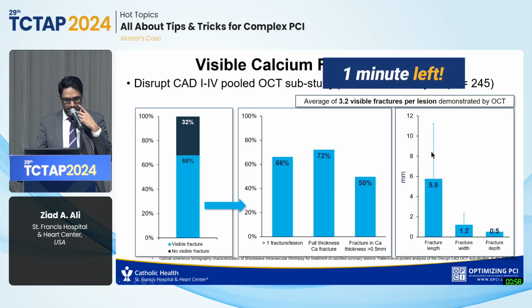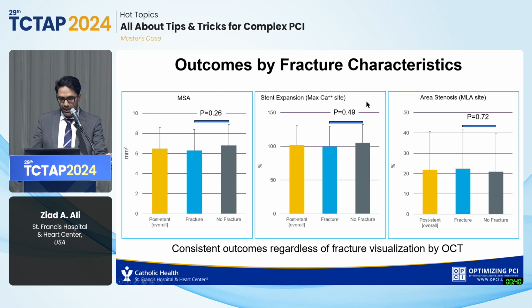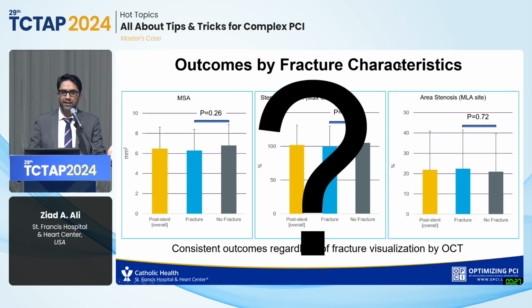Now, one of the very interesting things when we looked at the CAD study was how many fractures you actually get and what are the characteristics of the fracture. Most patients get more than one fracture, allowing compliance in a circumferential way. Most patients get a full thickness fracture, and many of the fractures are in very deep calcification. But one of the very interesting things about the Disrupt CAD study was whether you got a fracture or you didn't get a fracture, the clinical outcomes and the stent expansion and area stenosis were the same. So how can this make any sense? This doesn't make sense at all.